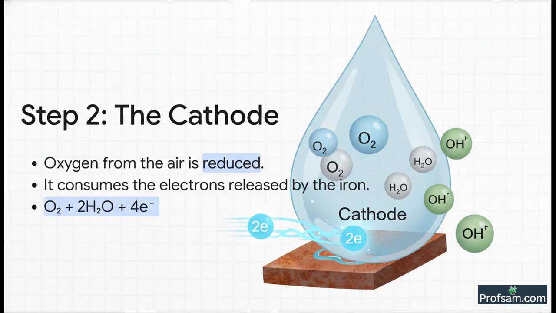Now, what happens to the electrons which were released by the iron? They travel to another spot. This spot becomes the cathode. It is usually at the edge of the water drop where more oxygen is available from the air. Here, reduction takes place. Oxygen molecules use these electrons and react with water to form hydroxide ions or OH- ions.